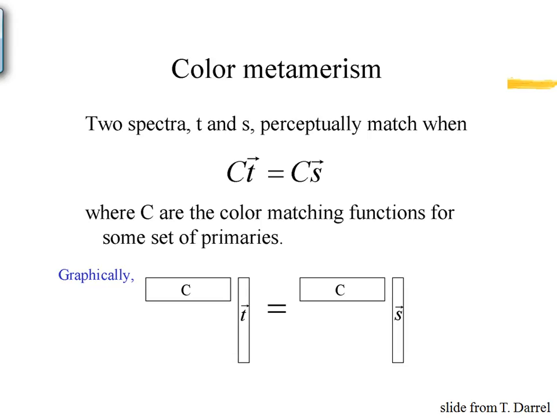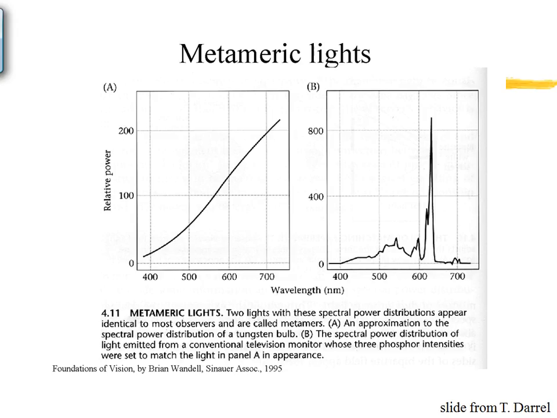So you can have two spectra, T and S. They are actually perceptually matched to each other. They will be matched where T will be equal to CS, and C is the color matching function for some set of parameters. So for example, what happens is that this is an effect of taking some T, being multiplied by your mixing matrix or your color primary matrix, and you end up getting the integral to be the same.